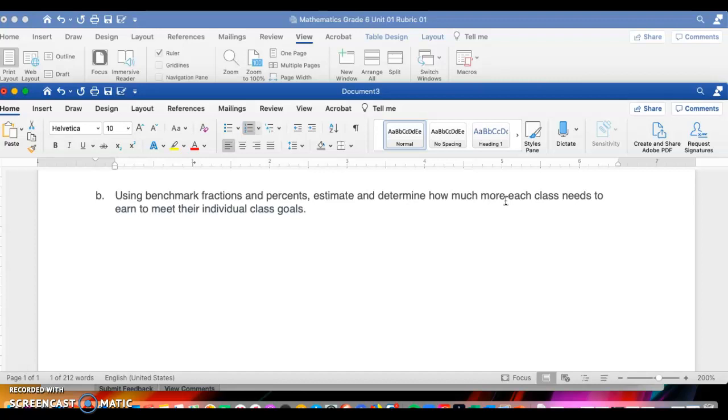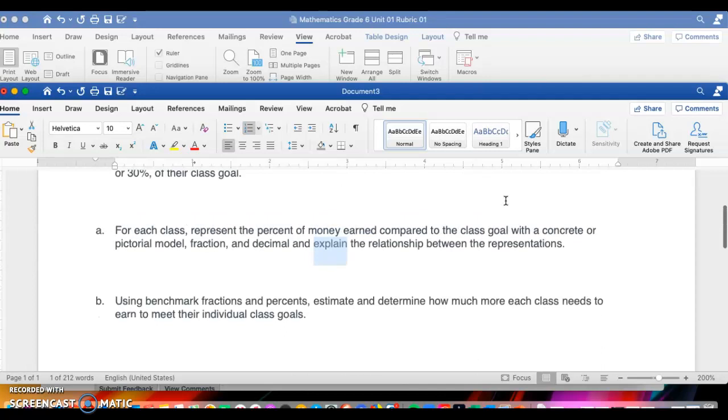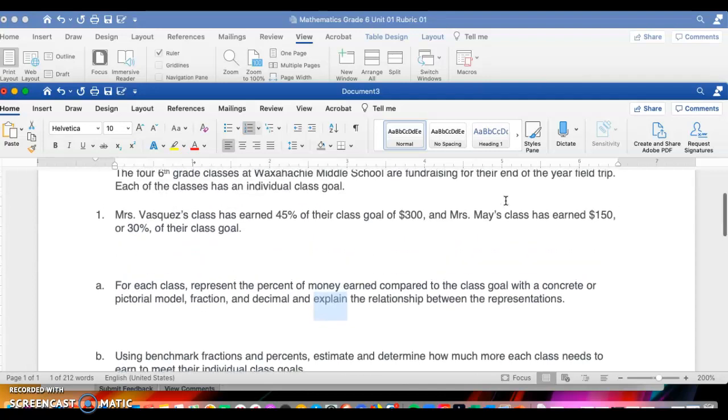So that would be the discussion I would have with my students. What are the skills? Well, the skills are, I need to be able to convert or find equivalent fractions, decimals, percents. I need to be able to create a concrete or pictorial model, and I need to explain the relationship between these representations. So those are the skills, and now as we start Unit 1, the kids know what skills they have to master so that they can do well on their assessments.